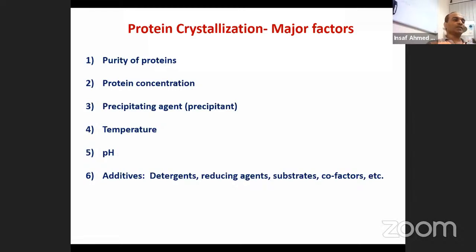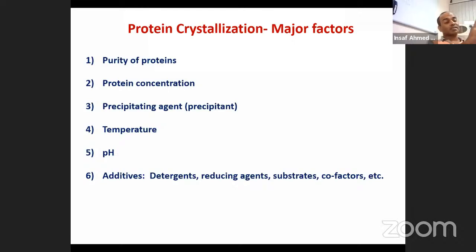Your protein should be 95% pure actually. Another thing is the protein concentration. Because you see this method you have seen, you have to bring your molecules together. If you want to bring your molecules together, then there should be enough molecules also. So for that you have to look at the protein concentration.